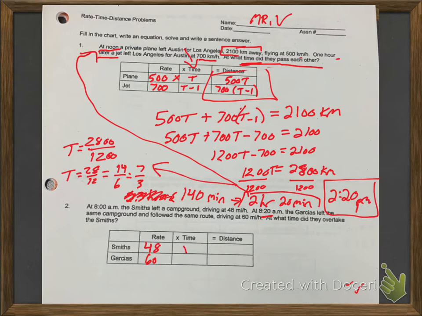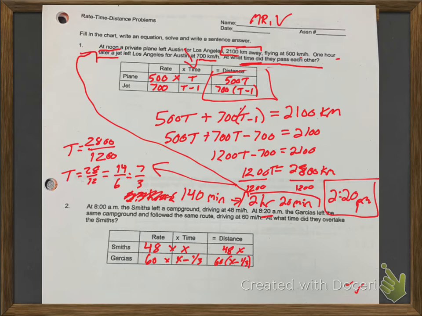So the time would just be for the Smiths, since they left first, it'd be X or T, whatever variable you want to use. I'm going to use X, and then since this is 8:20, this is 1/3 of an hour later, right? So 20 minutes is 1/3 of an hour. So it would be X minus 1/3. So then if we do that and we just multiply across, I get 48X. And then I also get 60 multiplying, parentheses, X minus 1/3.